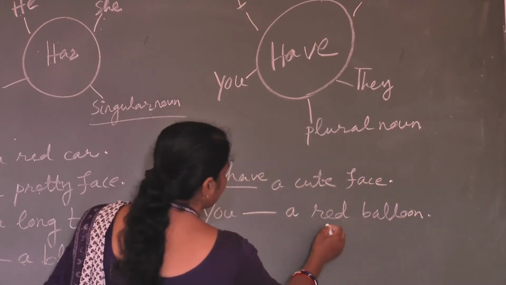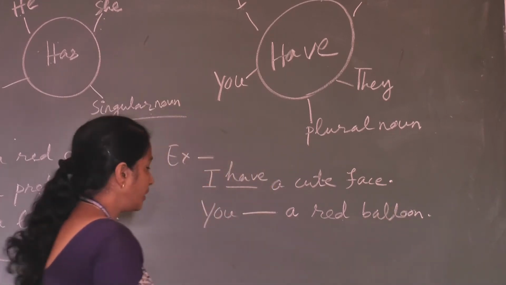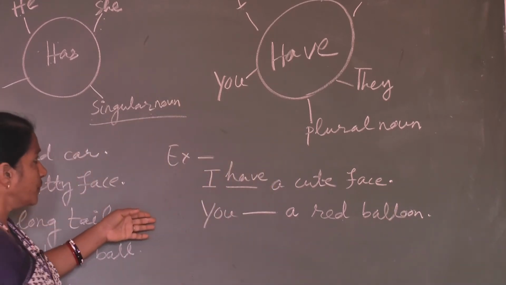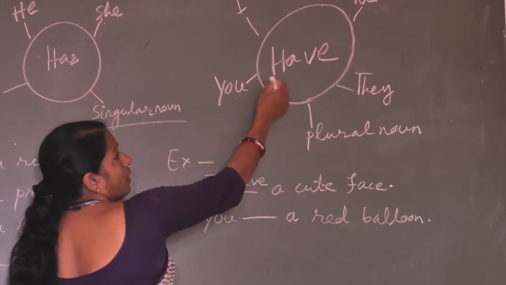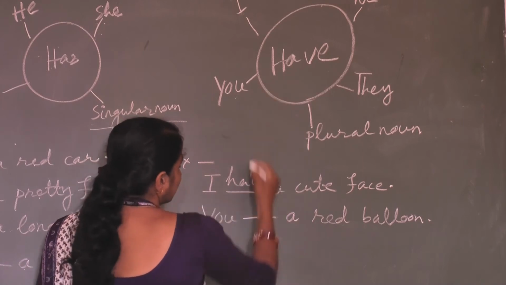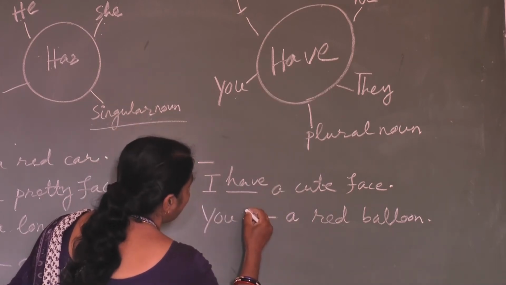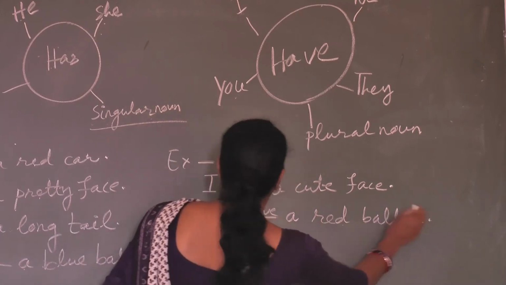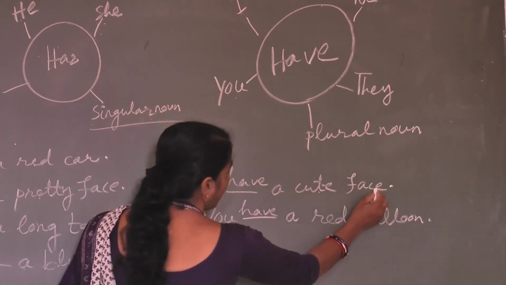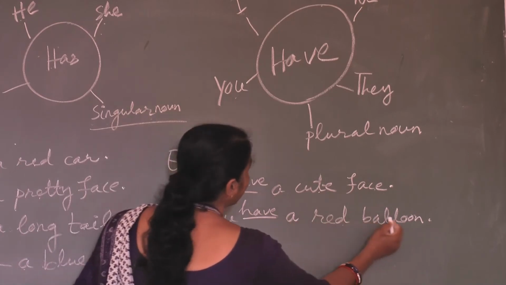You dash a red balloon. You, what is here? Yes. What are we using for you? Have. Let's fill in the blanks here. Have. You have a red balloon. I have a cute face. You have a red balloon.